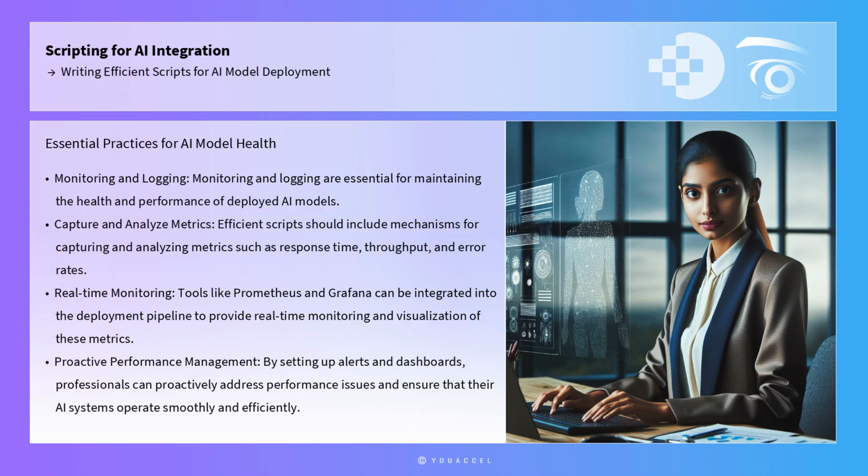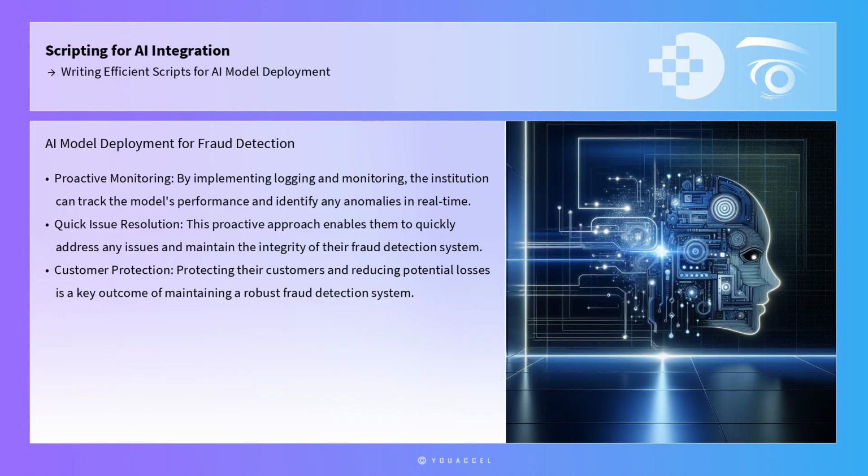Consider a case study where a financial institution deploys an AI model for fraud detection. By implementing logging and monitoring in their deployment scripts, the institution can track the model's performance and identify any anomalies in real time. This proactive approach enables them to quickly address any issues and maintain the integrity of their fraud detection system, thereby protecting their customers and reducing potential losses.